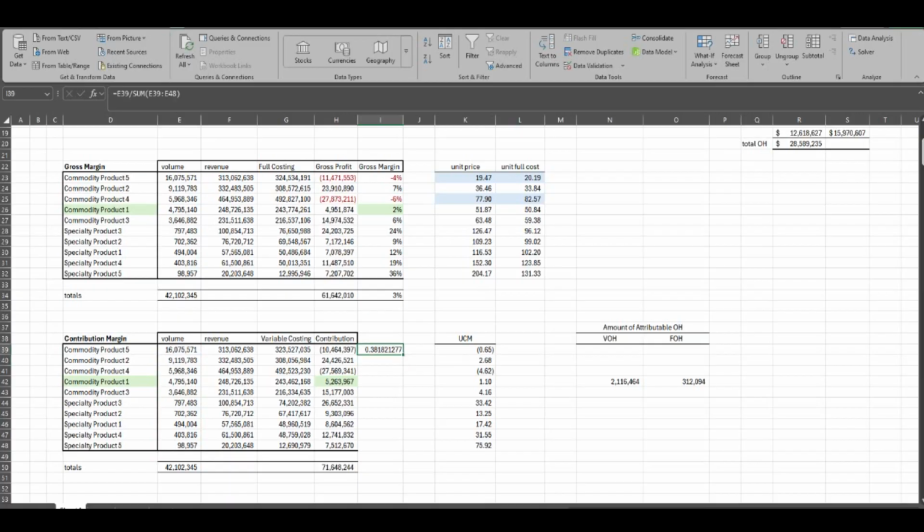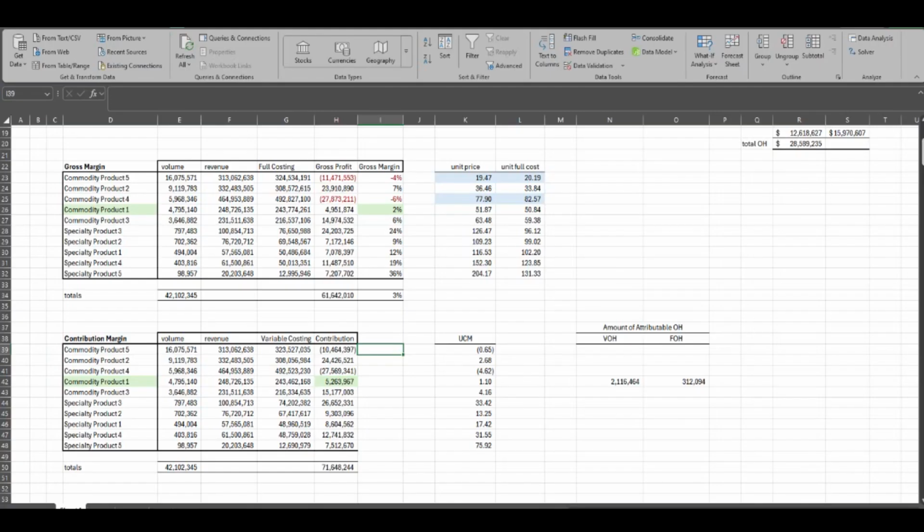Okay, so 38% of your total volume is going to be product 5. That was bad math in my head. So because so many of your products are of this category, and you're actually running a negative contribution, I was also curious, okay, well, what is the unit contribution? How much is it negative per unit? And it's 65 cents a unit.